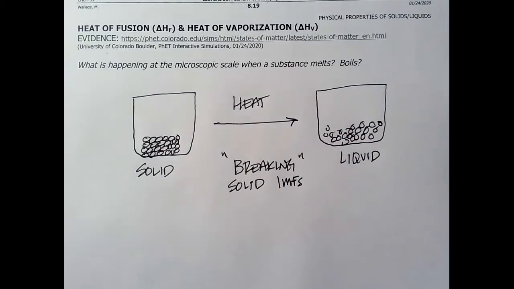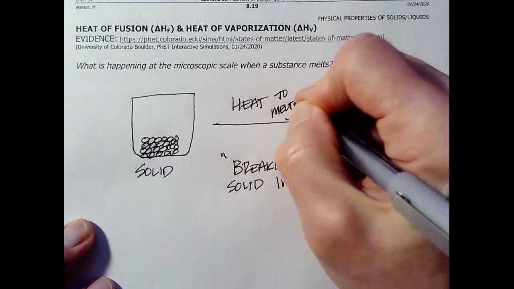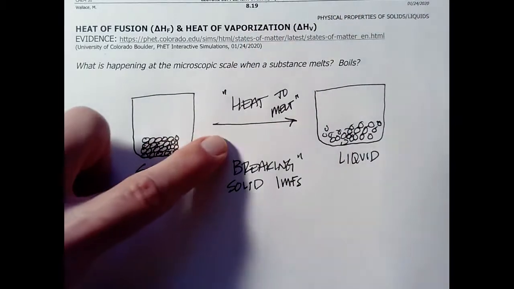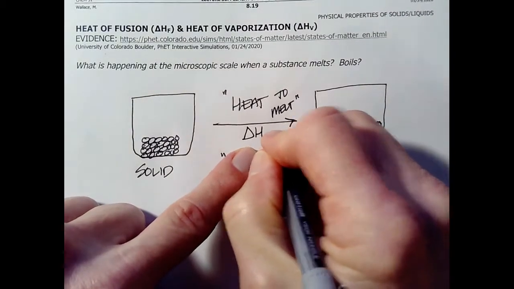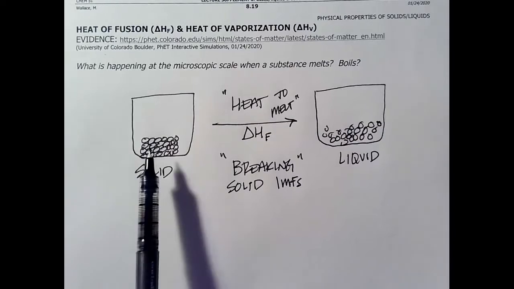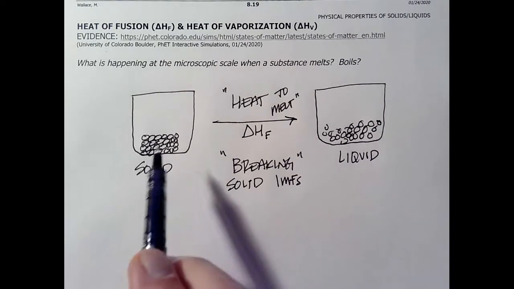Now that energy required to do that is basically the heat to melt. Now we don't call it the heat of melting, unfortunately. We call it the heat of fusion. I'm going to say heat to melt. And we call that the delta H. It just means a change in enthalpy to get it to melt. It'd be nice if we put a little M there, but we call it fusion. So that's the energy to take the solid to a liquid. It's the amount of energy required to break up some of those solid IMFs.